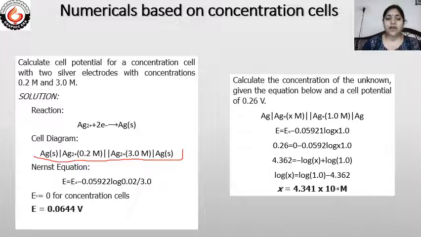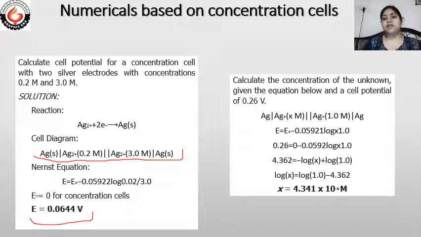After that, E naught is 0 for the concentration cell, as both anode and cathode are the same and have the same electrode potential. So after subtracting we will get a value 0. So E naught will be 0, and then we can calculate the value, which will become E equals 0.0644 volt for this equation.